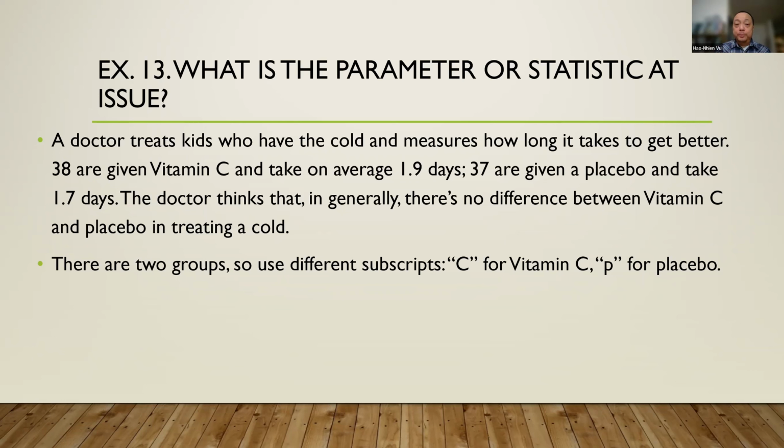In here, there are two groups of kids, right? So use different subscripts. Again, you could use number 1 and 2 if you define what 1 is and what 2 is. Or you can use full words, vitamin C or placebo. Or in this case, I would be using C for vitamin C and P for placebo, so I have to define it.